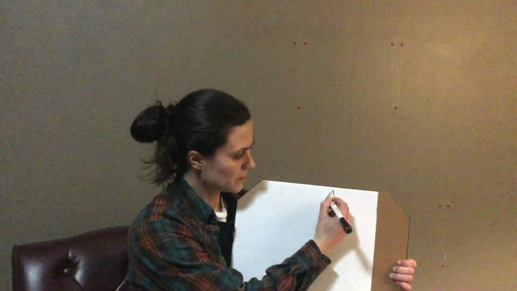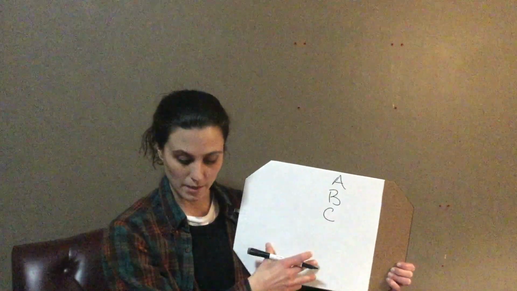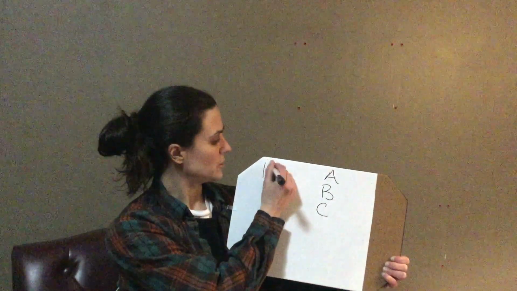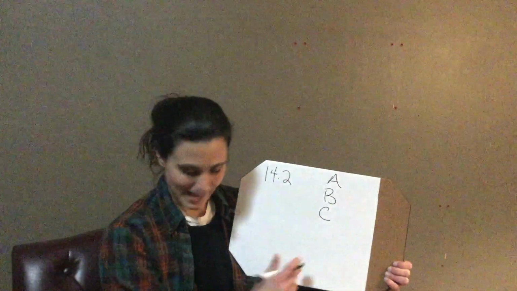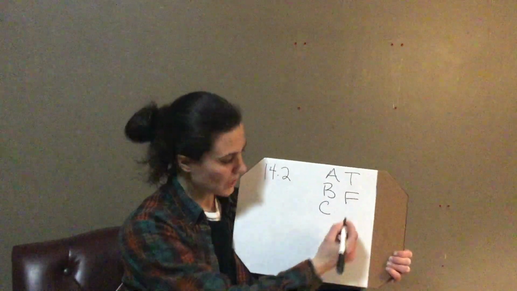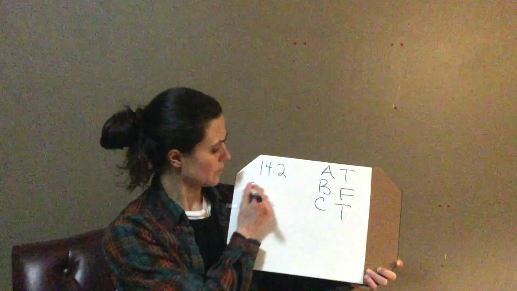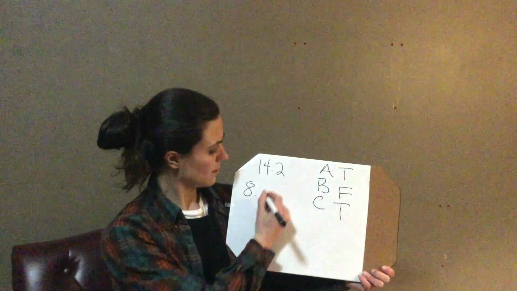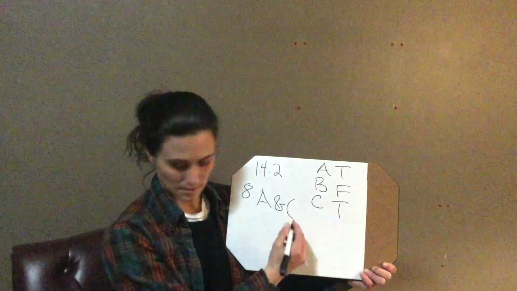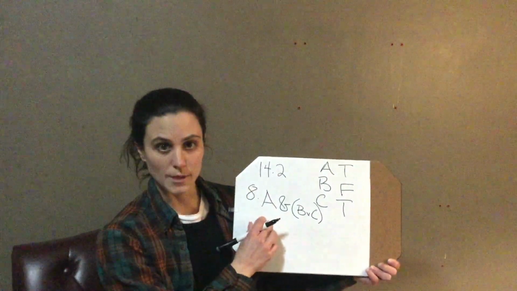Let's see. All right, so let's say we're dealing with A, we're dealing with B, and we're dealing with C. So these are all the variables that the sentences will be made from in 14.2. Okay? And A is true, B is false, okay, and C is true. All right? So let's go ahead and do number 8. A and B or C. Let's go ahead and do number 8.